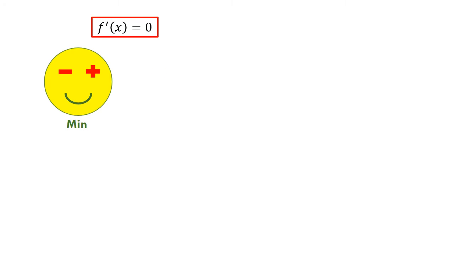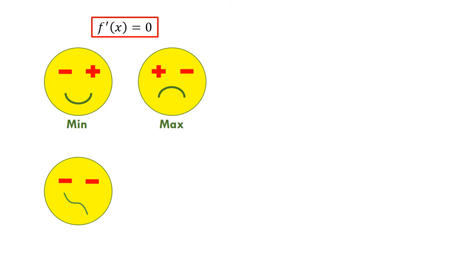If the slope on the left is positive and on the right is negative, the function is increasing and decreasing like this, so there is a relative maximum at this point. If the slope on the left and on the right are negative, the function is decreasing and decreasing like this. Or if the slope on the left and on the right are positive, the function is increasing and increasing like this. So there is no relative extrema at these points.